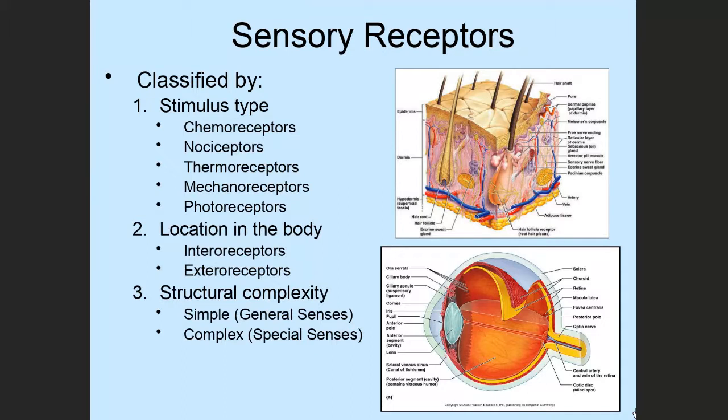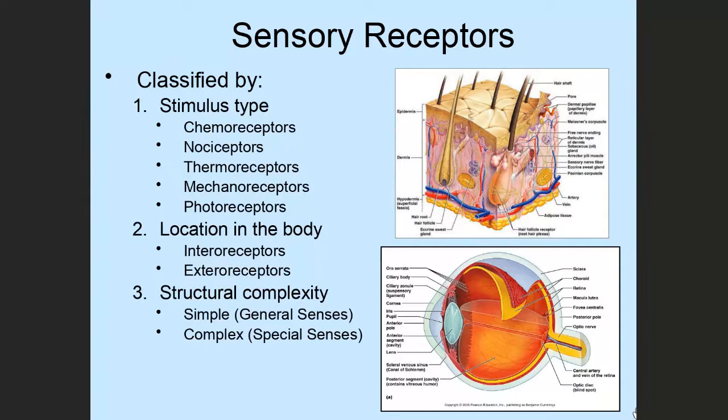There are three different ways that we can classify sensory receptors. The first way, and probably the most common way, is just by the type of stimulus that they are most responsive to. When we classify receptors by the type of stimulus that they're most responsive to, there are 5 different categories, and I want to talk about each one of these categories and really what they're picking up or what they are specifically responding to.